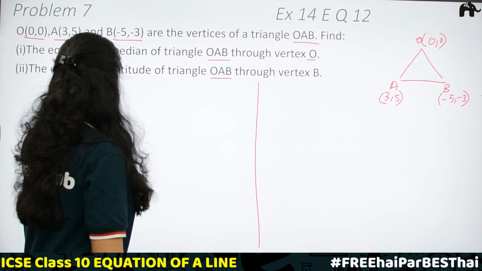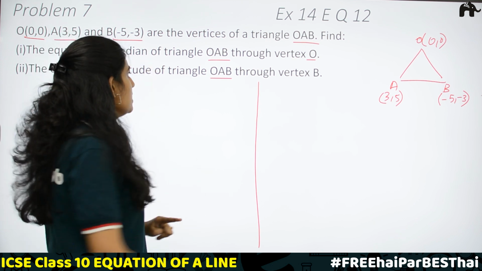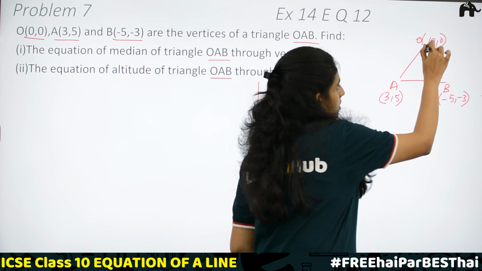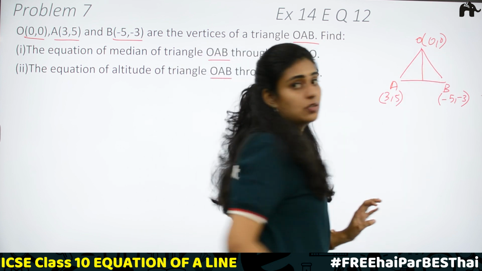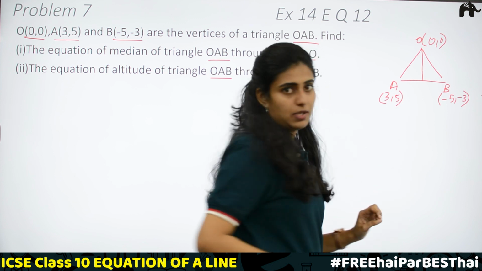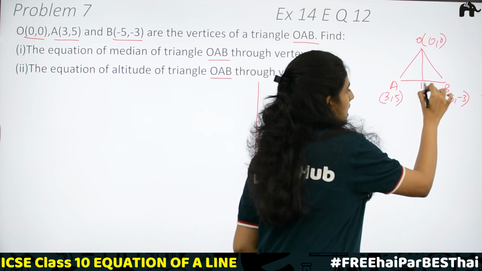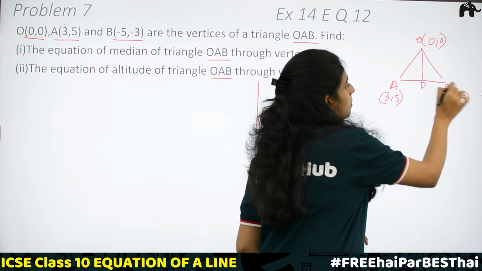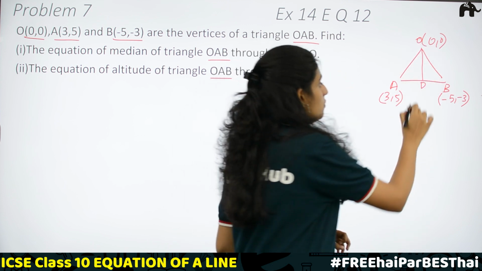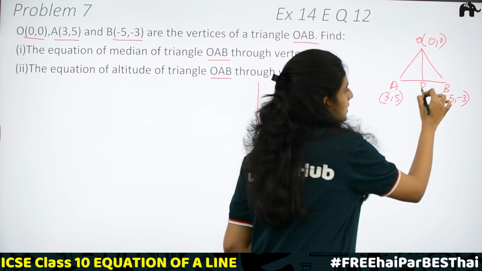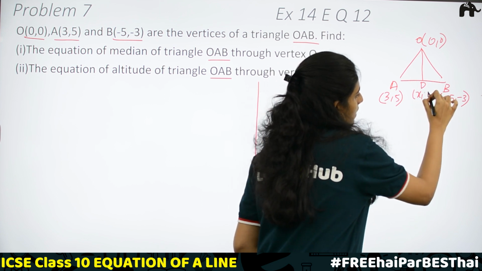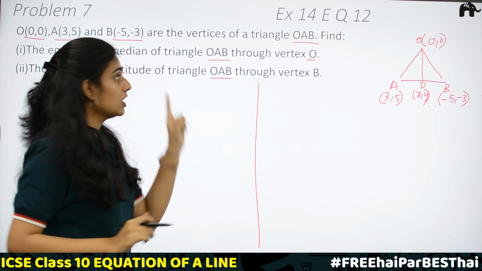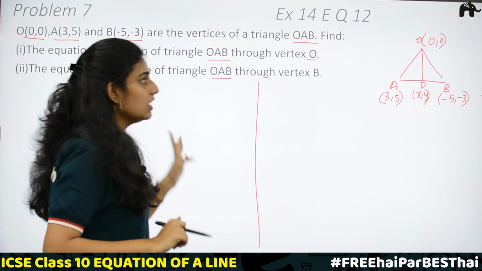Okay. First question, the equation of the median we need to find of triangle OAB through vertex O. Starting from O, draw a line to the midpoint of AB. Let us take the midpoint of AB as D. So this is what a median is. A median is drawn from a vertex to the opposite side's midpoint. We have to first find the coordinates of this point D, (x, y). We have to determine the equation of the median. To get the equation of the median, we need the slope.